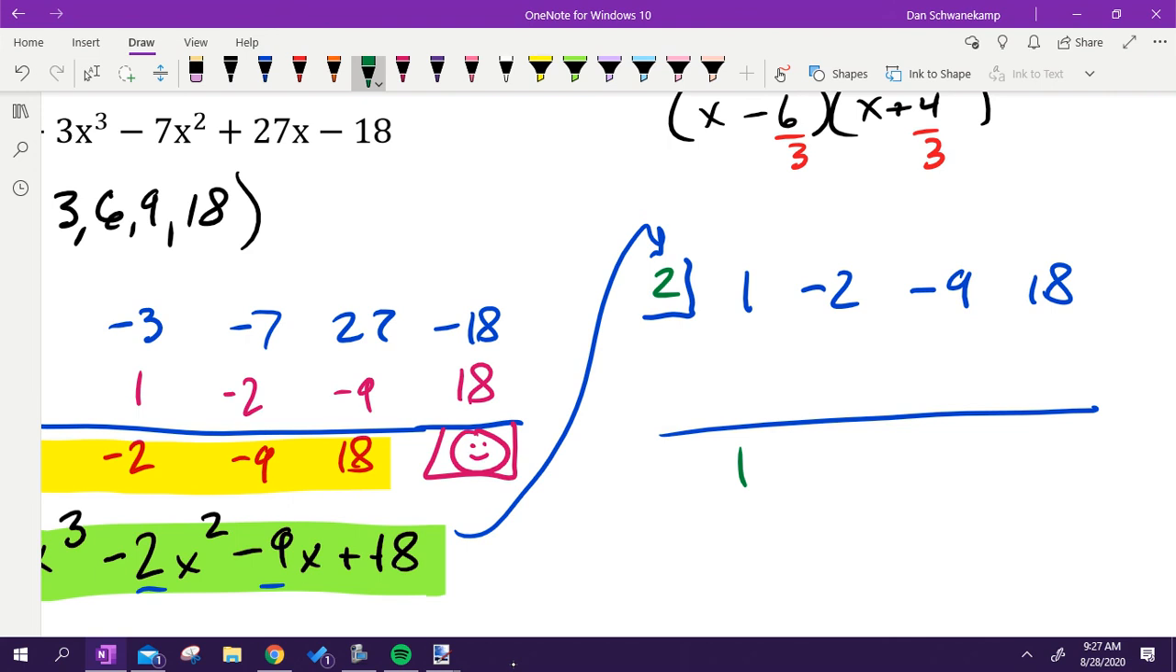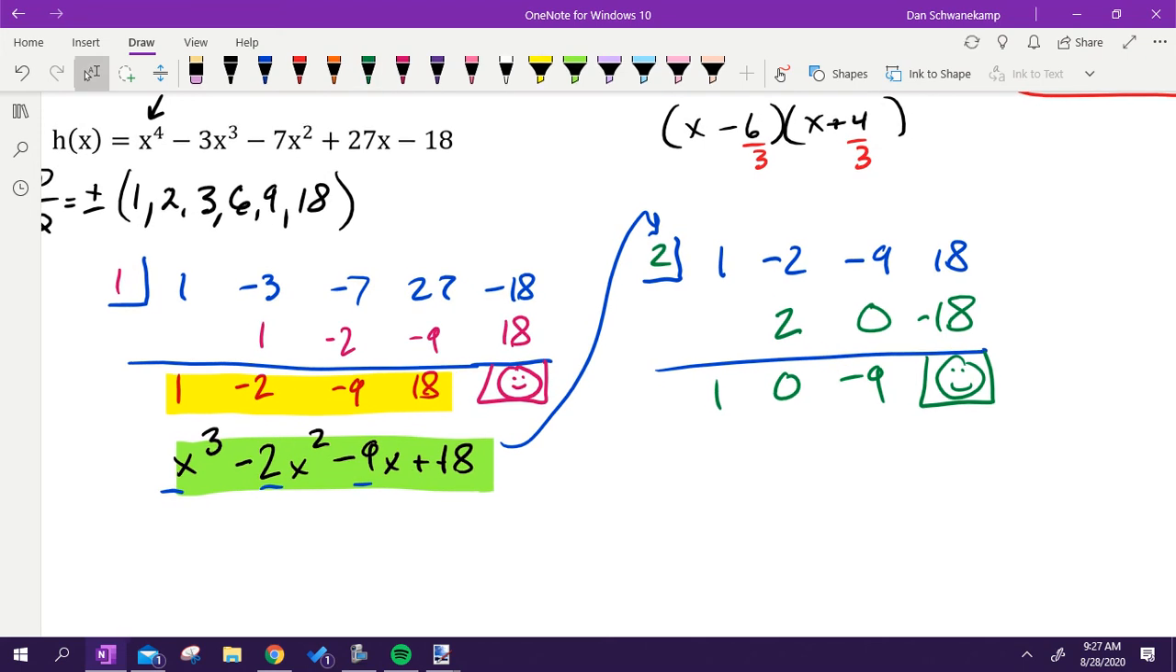You guys got to work faster. Drop that 1. It's like you're listening to me or something. Multiply by 2. Add them up. Multiply by 2. Add it up. Multiply by 2. Add it up. Yay. I got 0. That's a good thing. It was an x cubed polynomial. What does this 1, 0, -9 mean? X squared plus 0x minus 9. Well, that's really easy to solve. Take that, set it equal to 0 and solve it.